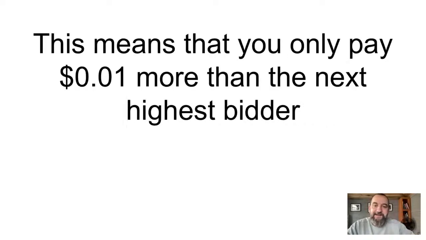Now, next thing that we're going to do is the price auction itself, right? Even though I can't spell auction. So the price auction itself, this is how much you're actually going to pay to get your ads appearing. Now, this is a little bit more difficult, right? So this means you only pay 1 cent more than the next highest bidder, right?